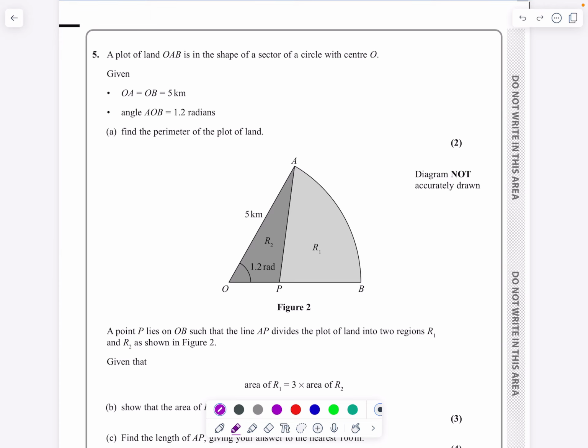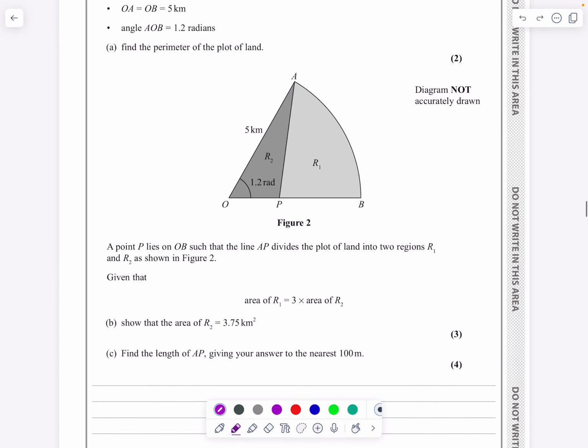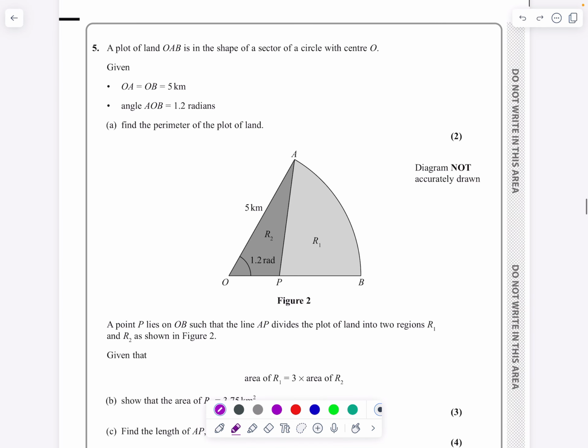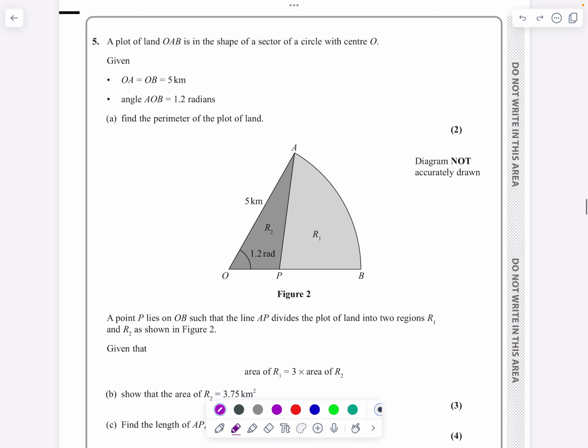Okay, this is the P1 paper from October 2024. It's question number 5, and this is a question on radians. Let's look and see what we've got. It says we've got a plot of land OAB in the shape of a sector. So this is a sector here with the centre at O. They tell me that OA is equal to OB is equal to 5.